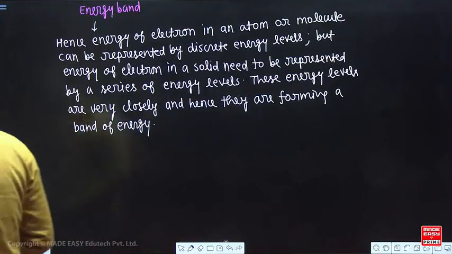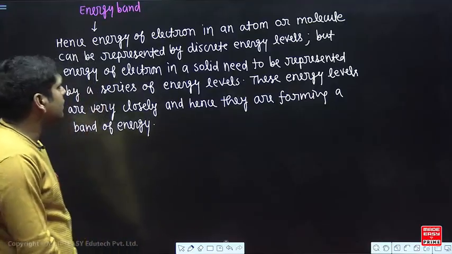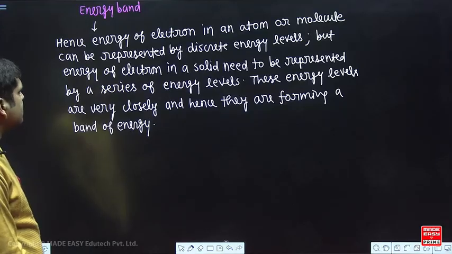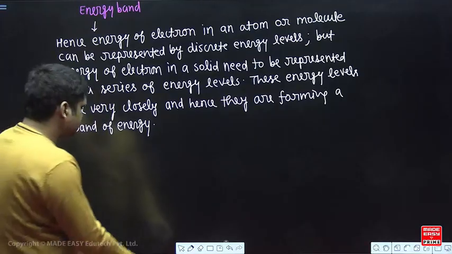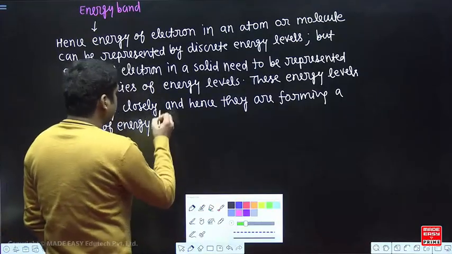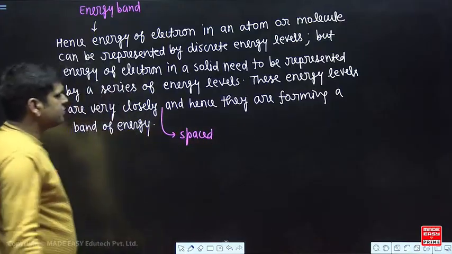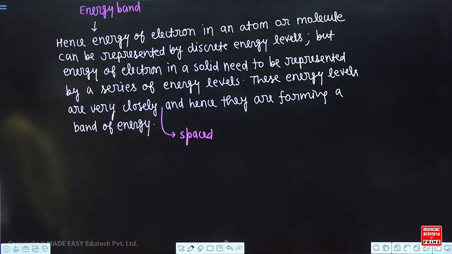I forgot to write closely spaced. Hence, energy of electron in an atom or molecule can be represented by discrete energy levels, but energy of electron in a solid needs to be represented by a series of energy levels. These energy levels are very closely spaced, means the distance between two levels is negligible and hence they are forming a band of energy. Closely spaced.